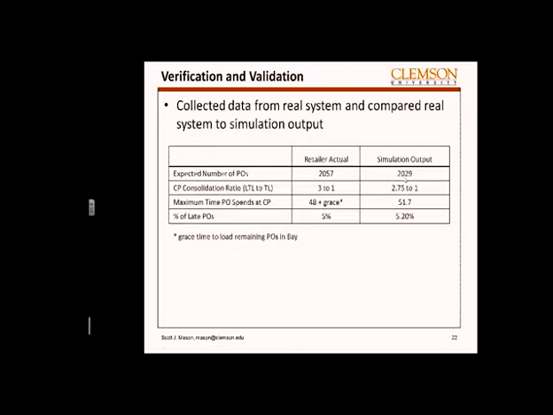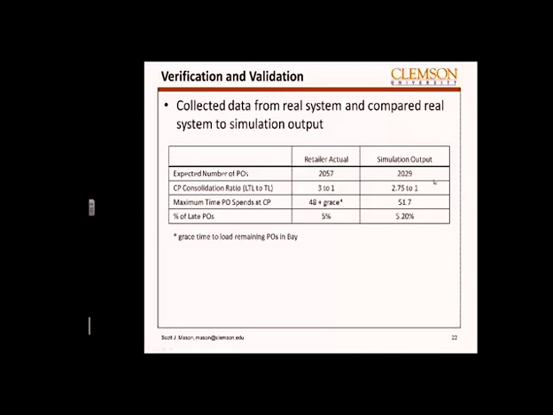So we built this model. We put all these pieces together. You have to figure out, does it work? So when we looked at the real system for a specific consolidation point, we got actual data for the expected number of purchase orders it would see over a desired period of time, the ratio of what they call the consolidation ratio, LTL to truckload, the maximum amount of time it spends, and the percent of late purchase orders. Late being those that exceed our 48-hour desired time frame.